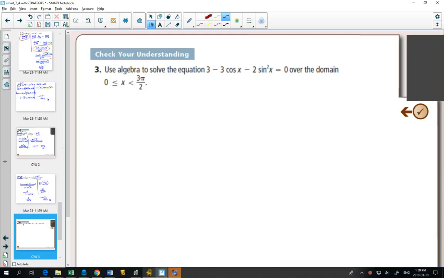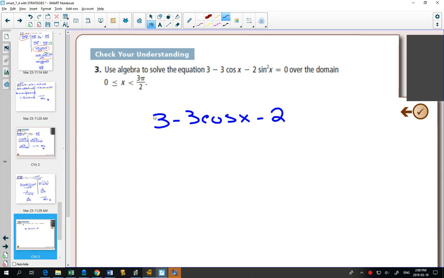Use algebra to solve this equation over the domain from 0 to 3 pi over 2. When we look at the equation, it's got cos and it's got a sine squared. So we have a tough time solving equations when it has two different trig functions. However, we can use our identity.